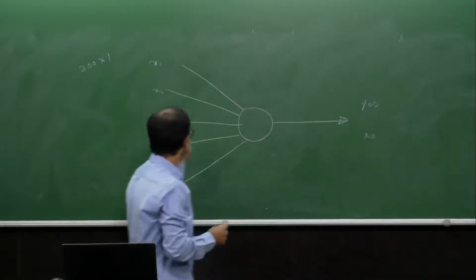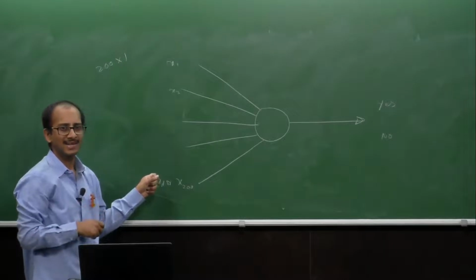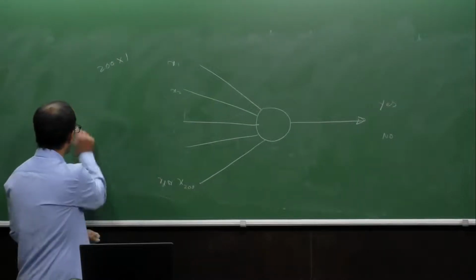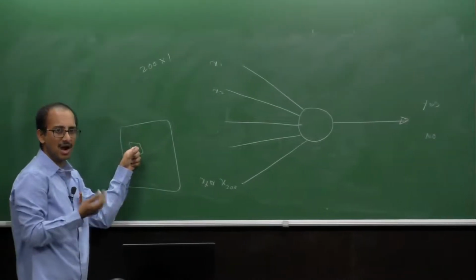Or I have a feature vector and I just want to know whether it is a face or not a face. It is also a binary classification task. In a bigger image, I have a patch. Does this patch belong to a face patch or not a face patch?